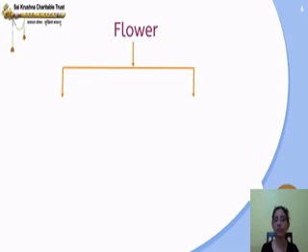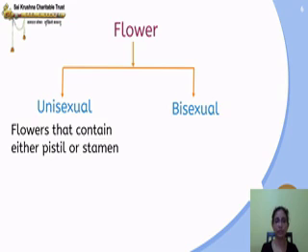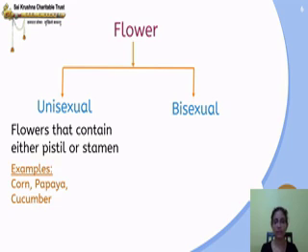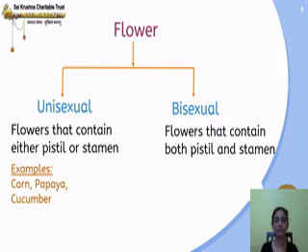Do you know that flowers are of two types? Unisexual flowers and bisexual flowers. What do they mean? Uni means one and bi means two. Unisexual flowers are those that contain either the male reproductive part or the female reproductive part. They contain either the pistil or the stamen. So you have some examples like corn, papaya, cucumber.